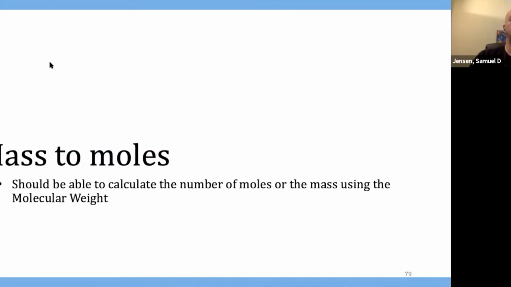So the next part is using the molecular weight. We don't want to just be able to calculate the molecular weight, which is relatively easy. We have the periodic table. If we have the molecule, we should be able to multiply and add in order to get the molecular weight. But we want to do more than that.